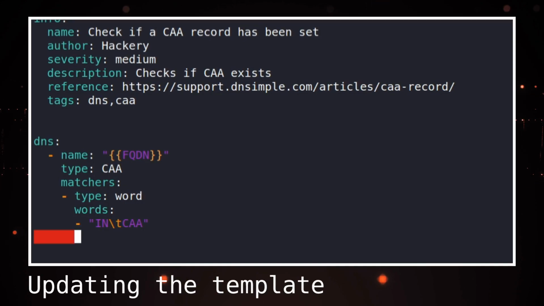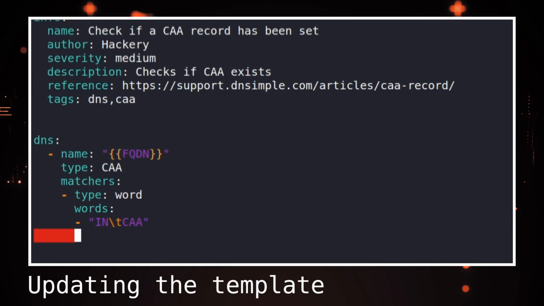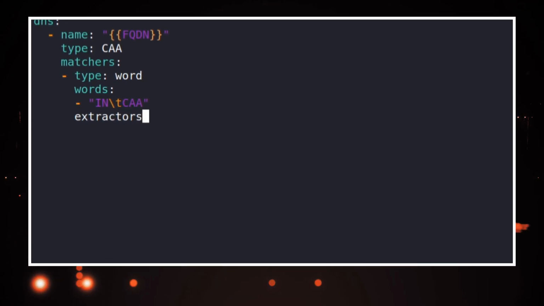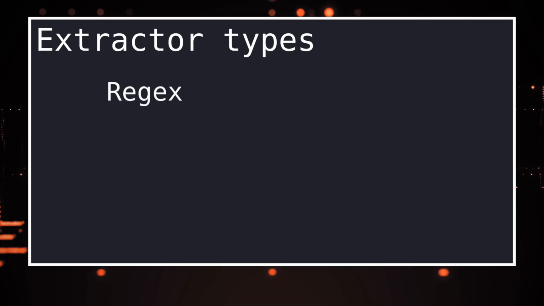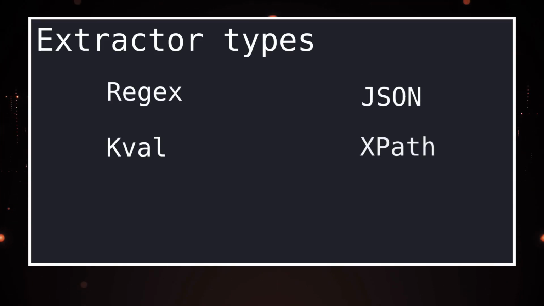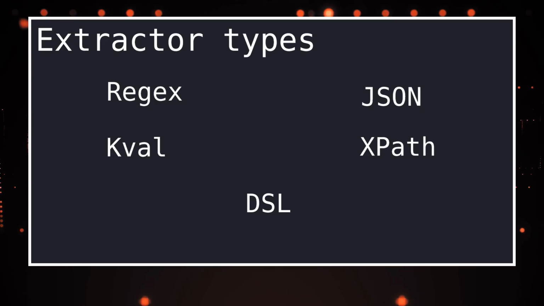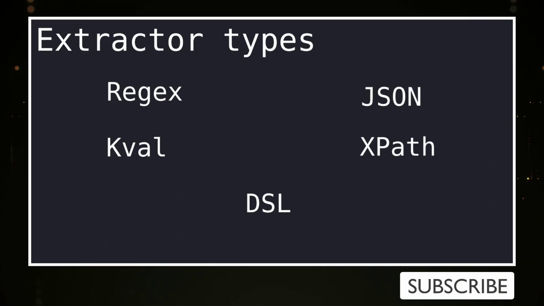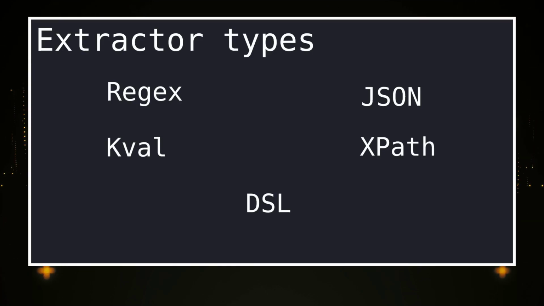Next, we will add an extractor. An extractor gives us the ability to extract information from responses to the DNS request. Extractors have 5 different types: regex, KVAL, JSON, XPath, and DSL. The regex extractor can extract data based on regular expressions. The KVAL extractor is able to extract key value formatted data, for example, header and cookie responses. The JSON extractor is able to extract JSON-based responses. The XPath extractor can extract XPath data from HTML responses. This allows us to extract data from web pages. The DSL extractor can extract response data based on DSL expressions.